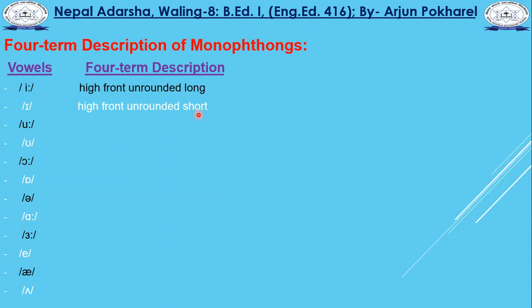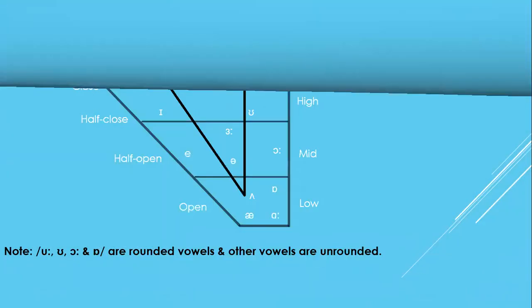When the description of a consonant is asked, then at that time 3 term description of a consonant will be asked in the examination. Now you have to write, this is what? This is high, front, unrounded, long. Now you can move to the next one here.